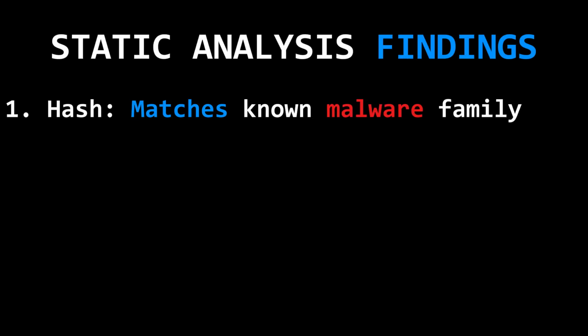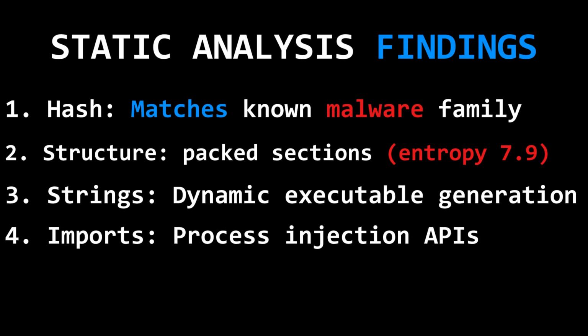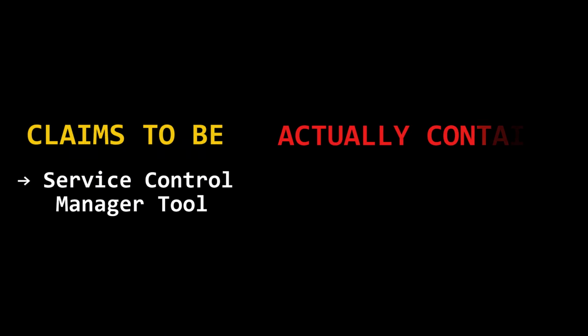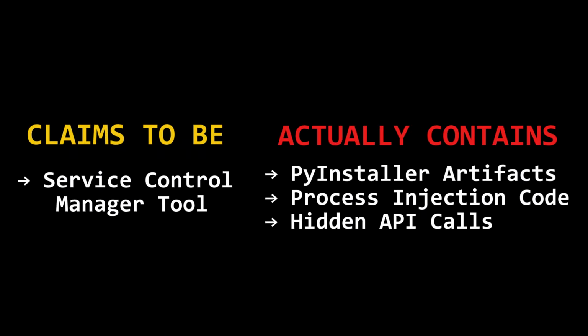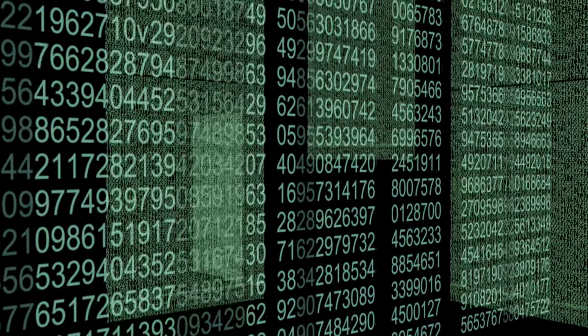Now, at first glance, none of these seem alarming, but when you connect the dots, the bigger picture becomes obvious. We've got a hash match to known malware, high entropy packed sections, dynamic code generation patterns, and a full set of injection and evasion techniques. What really stands out is the deception. It poses as a system tool, but underneath, it's a Python-based executable with injection code and hidden API calls. That's not something you see in legitimate tools. This is a Trojan dropper, disguised, evasive, and fully capable of injecting malicious code and deploying further payloads.